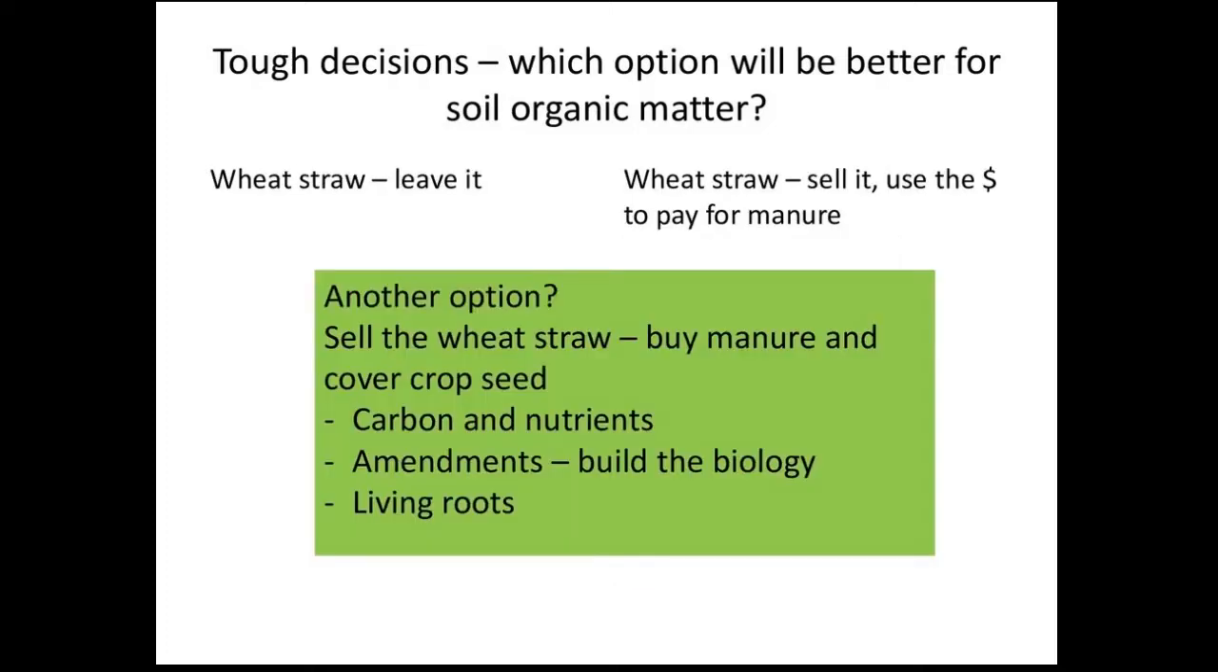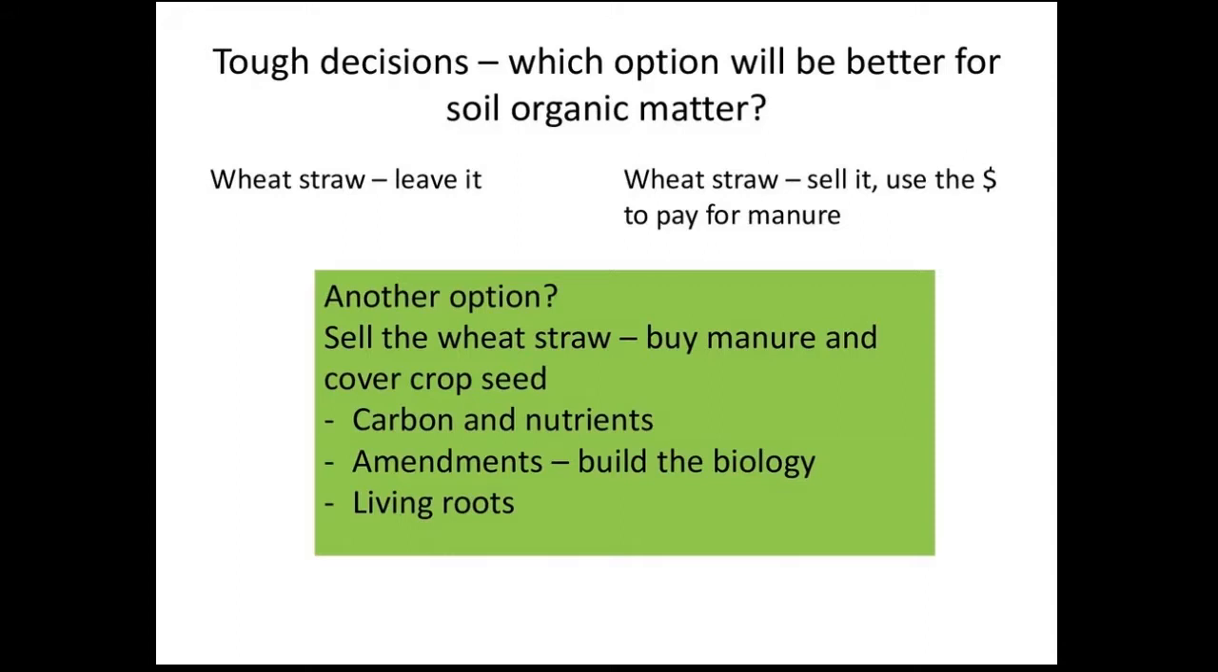So which one's really better? Well, I really like the option of, if you can get a good price for the wheat straw, once in a while, it doesn't hurt to sell it. Sell the wheat straw, buy the manure. Oh, and buy a cover crop too at the same time, because it'll take up the nutrients from the manure, and you're returning the carbon, you're returning some nutrients, you're adding the amendments, so you're kind of turbocharging the biology, and you've added in some more living roots.